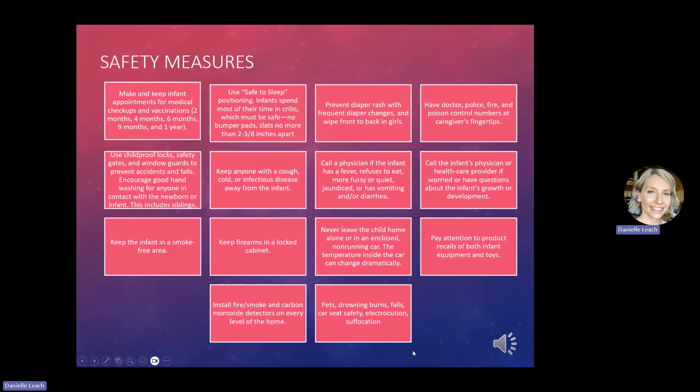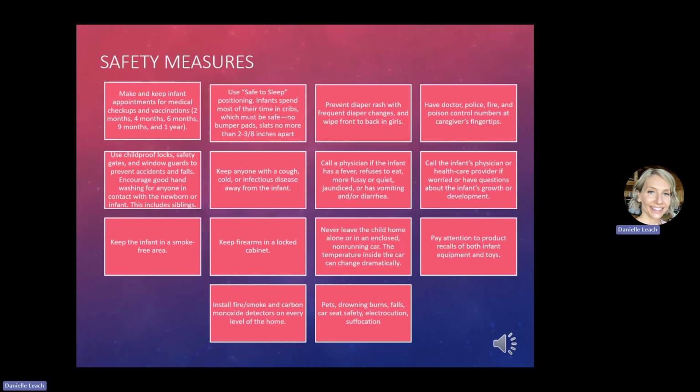Some more safety measures that we can educate caregivers about: making sure that they make and keep their infants' pediatrician's appointments so that they can get checkups and vaccinations. You do not need to know the vaccinations at this time, but common checkup times are 2 months, 4 months, 6 months, 9 months, and 1 year. So not only do they get vaccinations at this time, but we do need to have weight checks to make sure that the baby is growing appropriately. We already talked about the safe to sleep positioning on their backs and all the safety things that go along with that in an earlier slide.